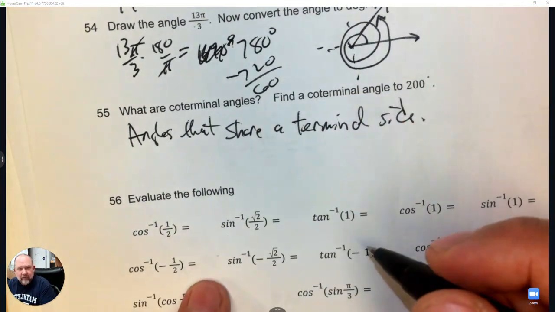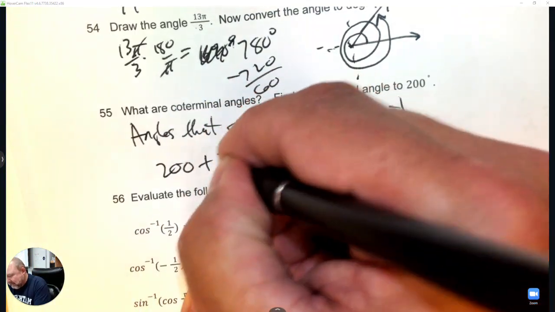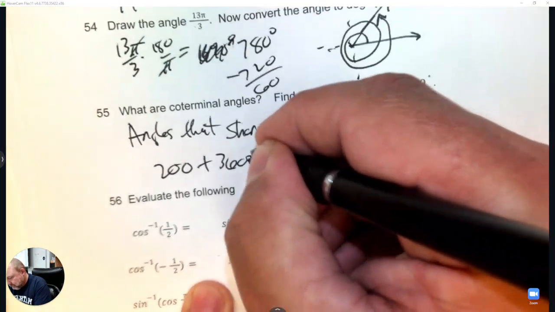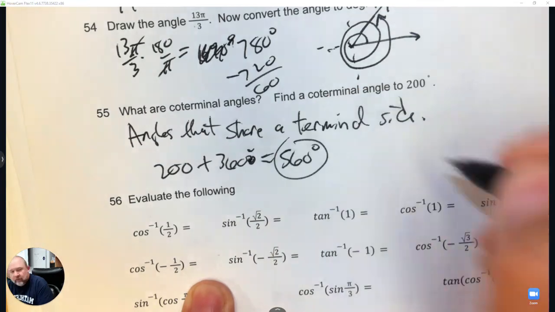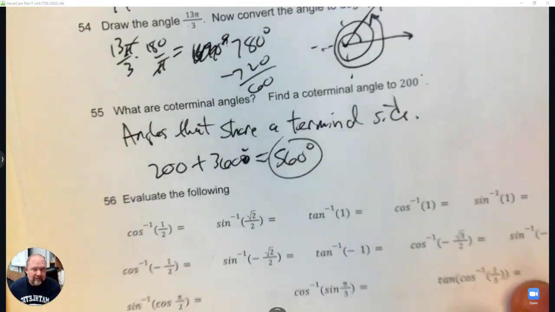Find a coterminal angle to 200. Well, just add 360 and you get 560, which is coterminal. You could add or subtract 360.